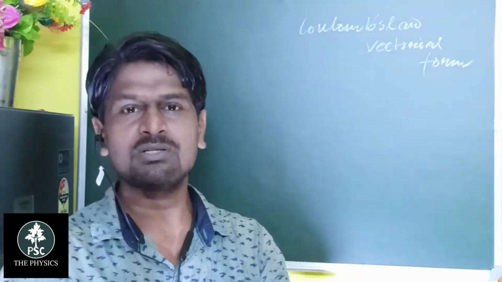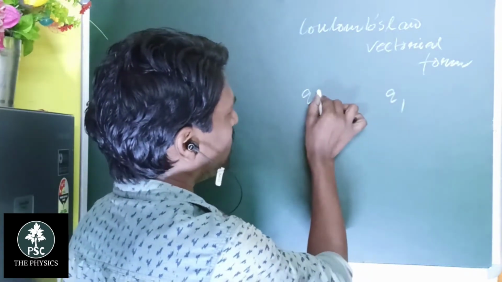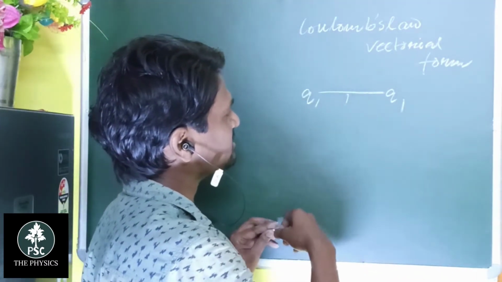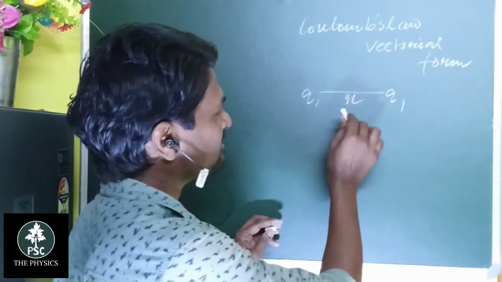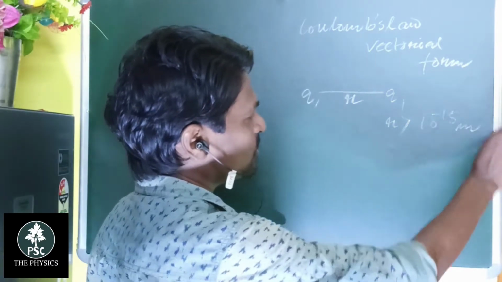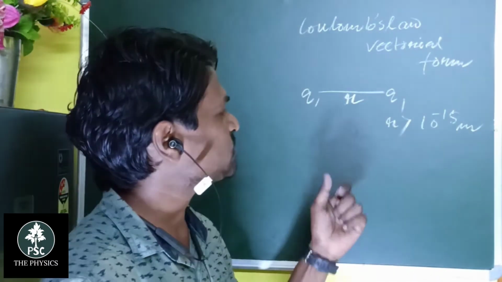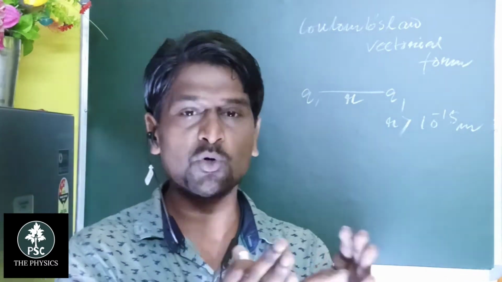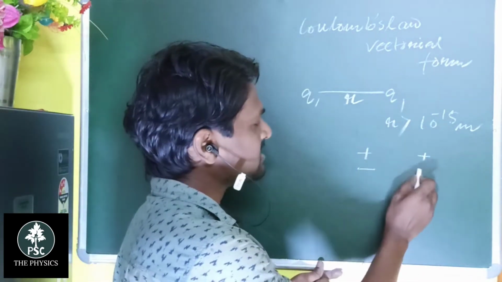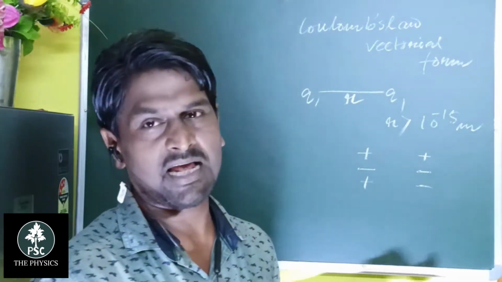Students, Coulomb's law tells about the magnitude of force between two point charges. If two point charges Q1 and Q2 are kept at a small distance or a large distance, in a specific range, this distance must be greater than 10 to the power of minus 15 meter. Why 10 to the power minus 15 meter? We know from the fundamental law of electrostatics that like charges, positive and positive, repel, negative and negative also repel, and positive and negative attract.